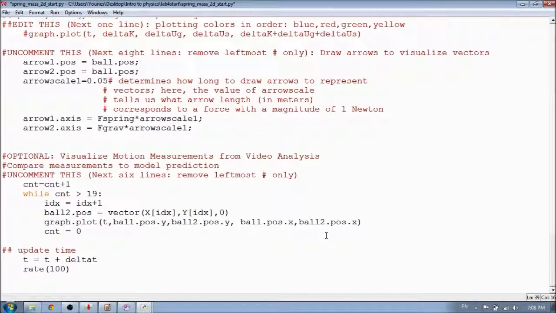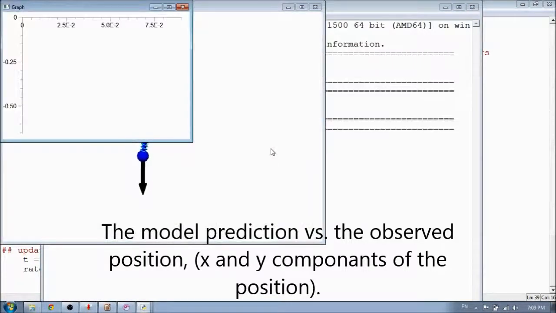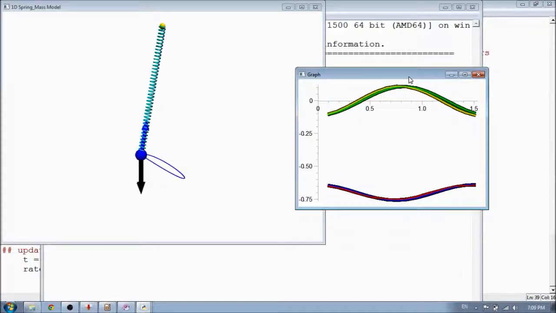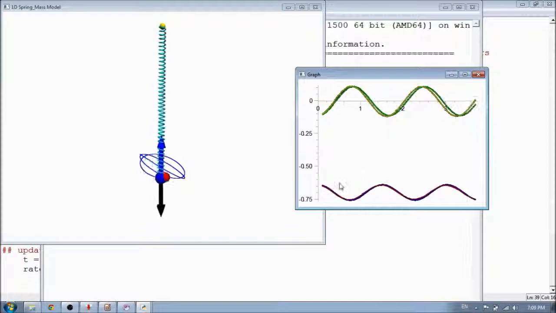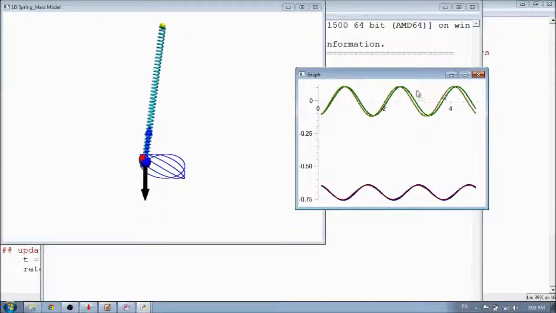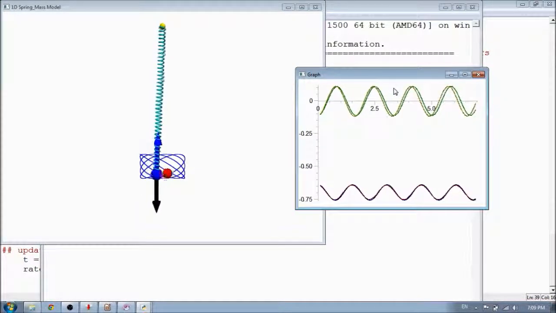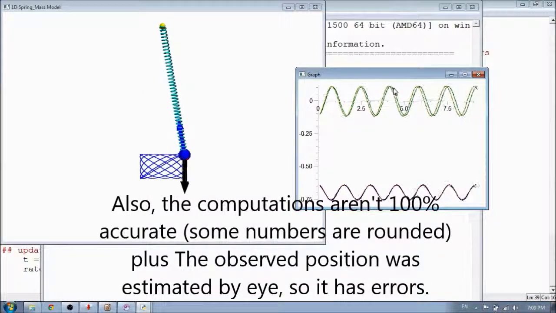So first, let's see the model, a prediction versus the observed, in the y and x components of the position. As you see here, they are almost identical. It's a bit off here and here, and that's because there's a drag force acting on it, and we did not account for it. We assume that there's no drag force acting.